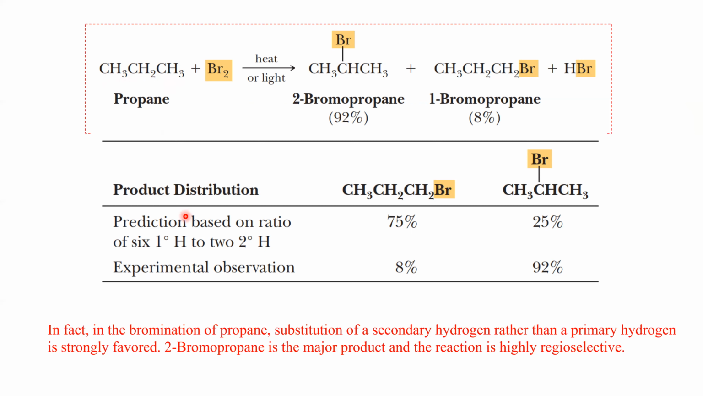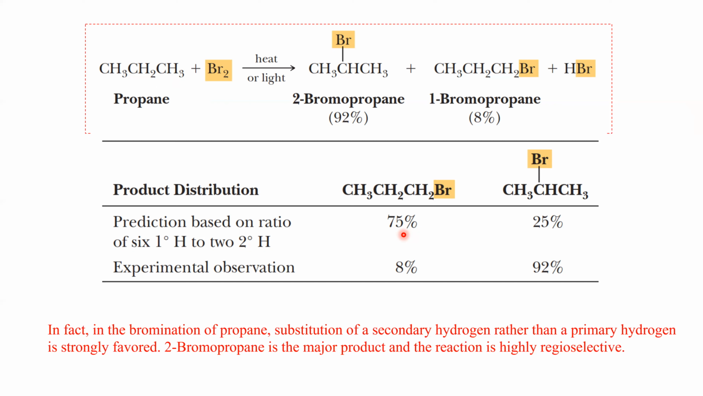So in this table, the first thing is the prediction based on the ratio of 6 primary protons and the 2 secondary protons. Our general perception is that this reaction should happen in a way that there should be 70% chances for the formation of 1-bromopropane, and 25% chances for the formation of 2-bromopropane, just on the basis of the availability of the primary and the secondary protons in the propane, right?